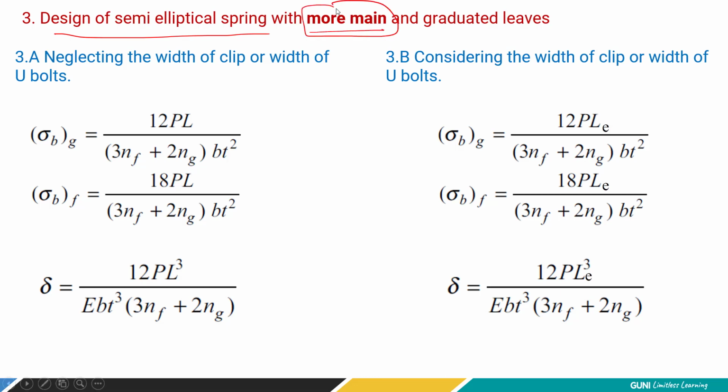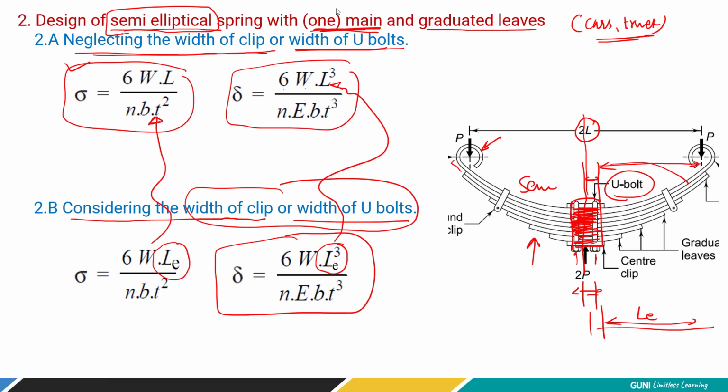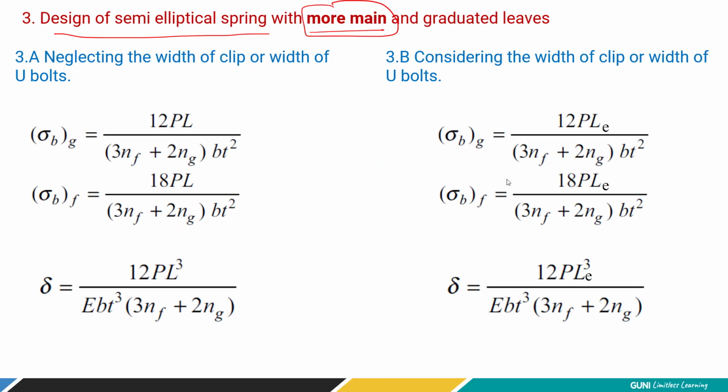Okay. Now, the third point is the design of a semi-elliptical spring with more main graduated leaves. What does it mean? You can have one more graduated leaf, or three graduated leaves. Now, why does such a construction exist? Whenever you are required to carry more load, let's say a turbo truck, if you observe very closely, they are having more than one main graduated leaf, right?